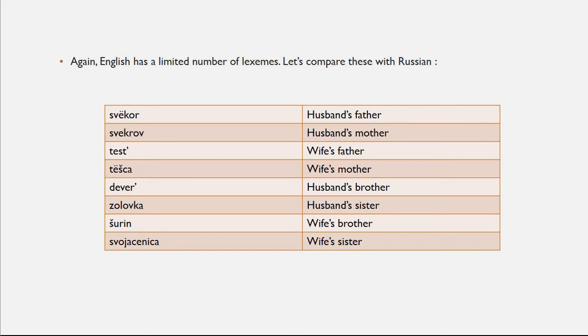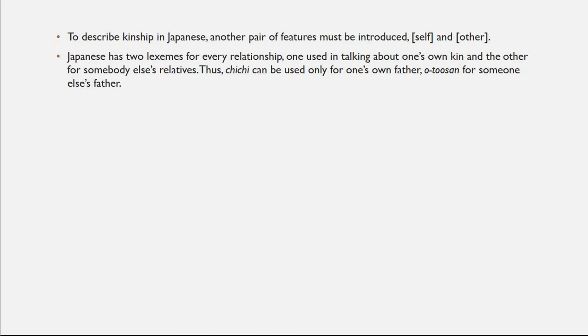But in Russian, you see, there are four different words for these, let's say, lexemes. And in Russian, dever is the husband's brother, and zolovka is the husband's sister, shurin is wife's brother, and svoyachenitsa is wife's sister. So you see that in English they have only one word, but in Russian we use different words for each kinship, let's say. So let's look at another example.